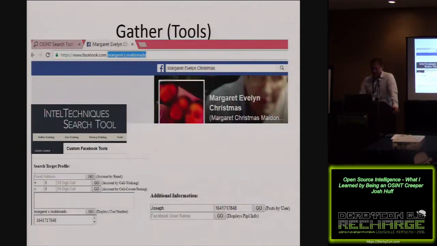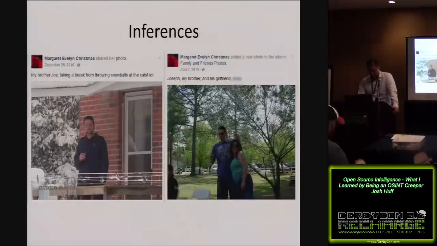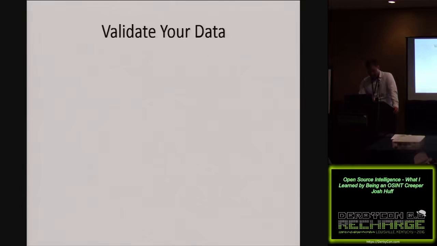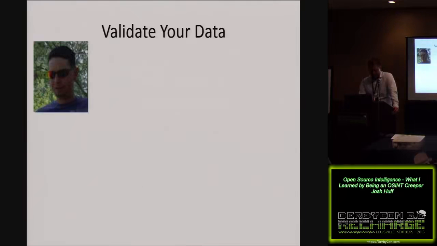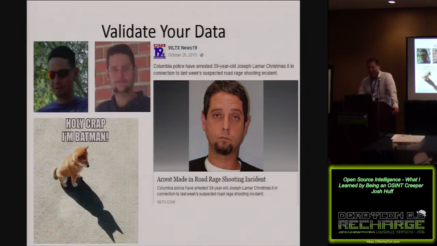So I go back to Bazzell's left side of the screen, take Margaret's username and convert it to a user account number. His tool lets you start running data searches against the user number with Facebook's API. I throw a search against Joseph and Joe, and boom, we just get a bunch of pictures where she's tagged somebody named Joseph. Pull up some inferences there. It's my brother Joe. That's my brother Joe. So I think I got the guy. A couple of different profile shots. How do we validate? Arrest made in road rage shooting. Holy crap, I'm Batman.